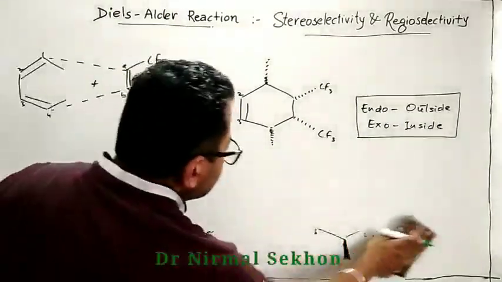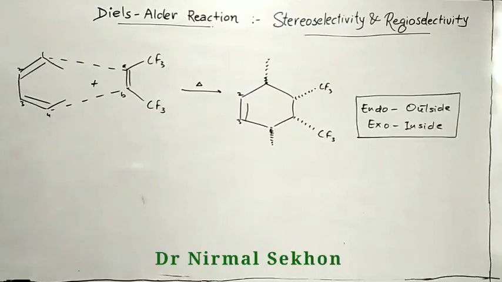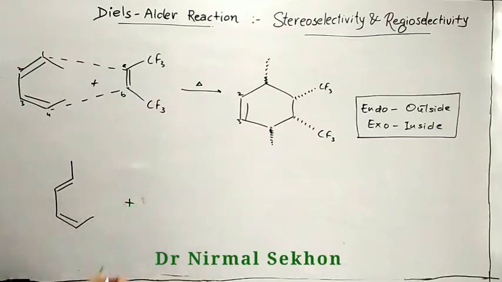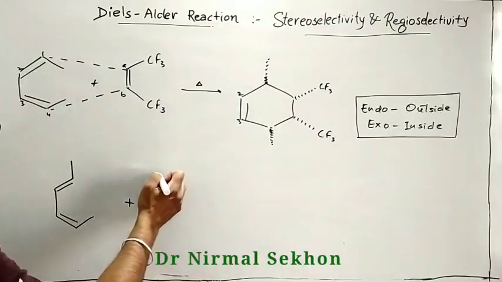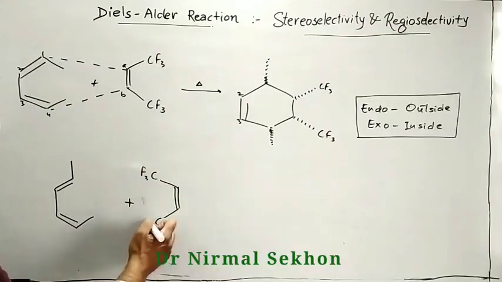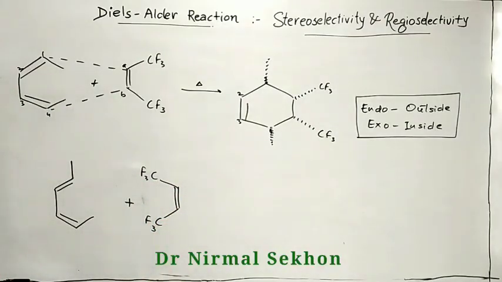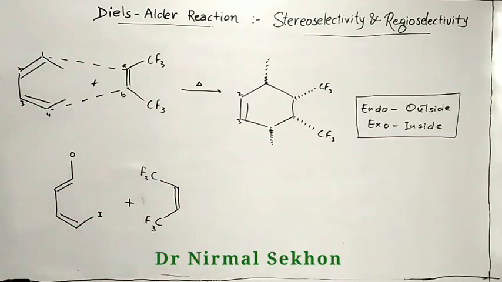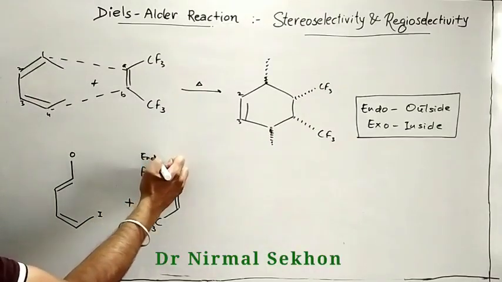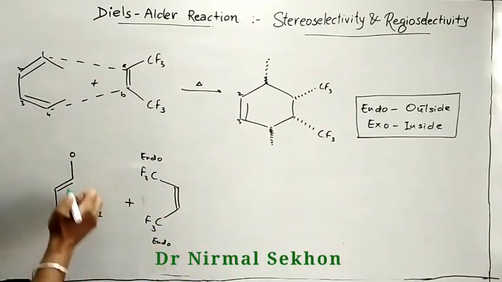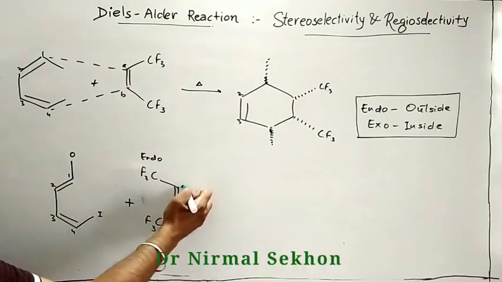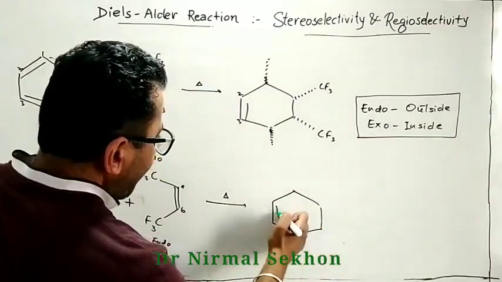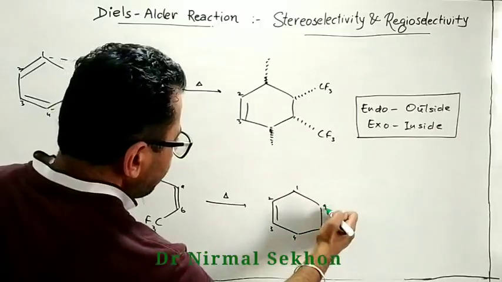Okay, next example. Suppose the product is like, reactant is like this, and adding again this. Now, this is your outside, this is your inside, and this is your endo. This is also endo. This is 1, 2, 3 and 4. This is A and B. And you heat it, draw cyclohexane ring. Marked as 1, 2, 3, 4 AB.